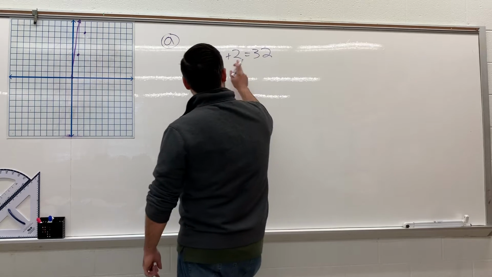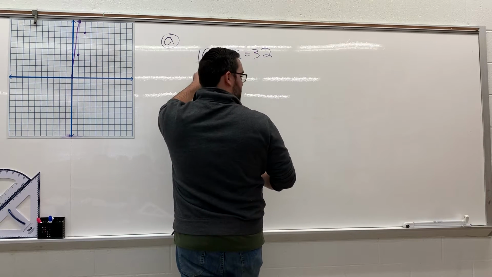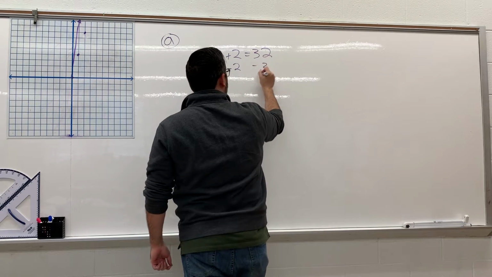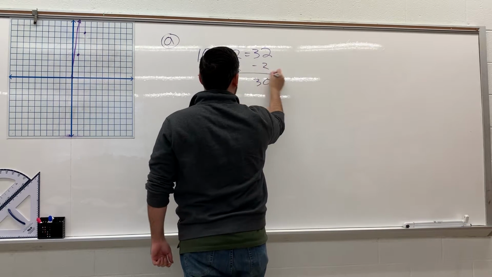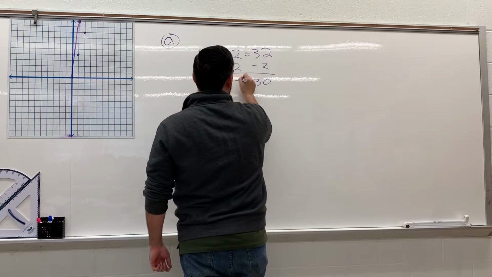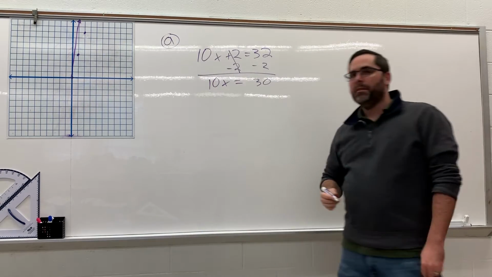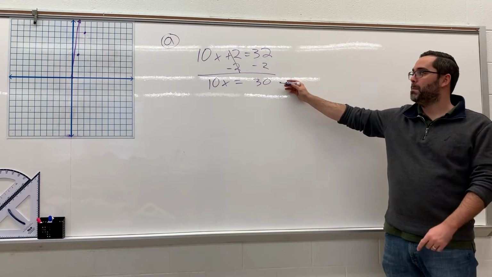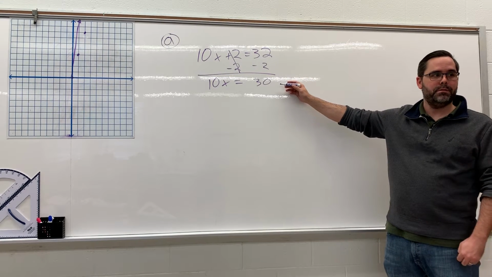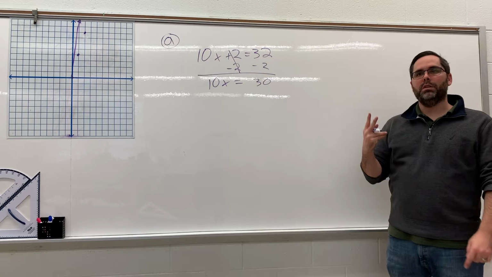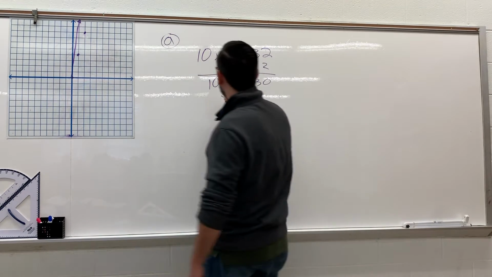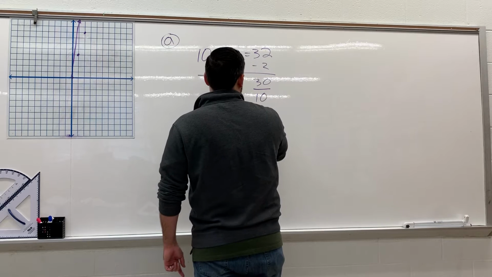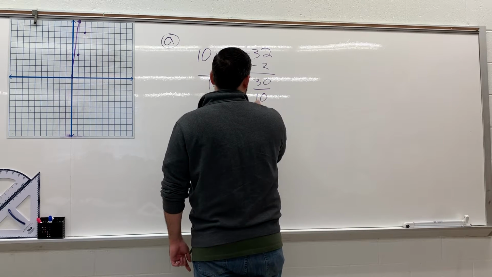So we always want to get rid of this number before we get rid of the coefficient of x. So we're going to get rid of 2 first. So we subtract 2, and we get 30. Okay, now this was our first step. Now we have how many more steps to complete this? 1. This is why it's called a two-step equation. So now we're going to divide by 10. And we get x equals 3.